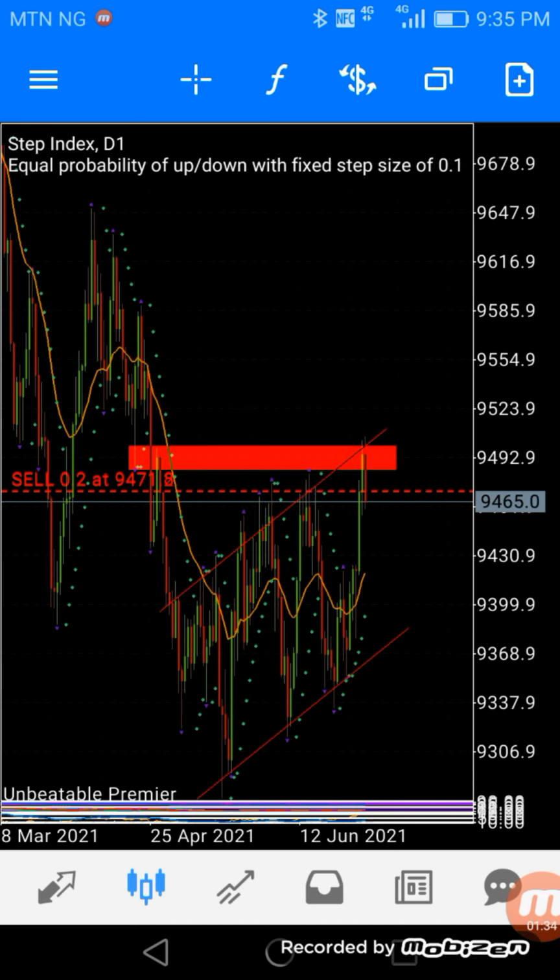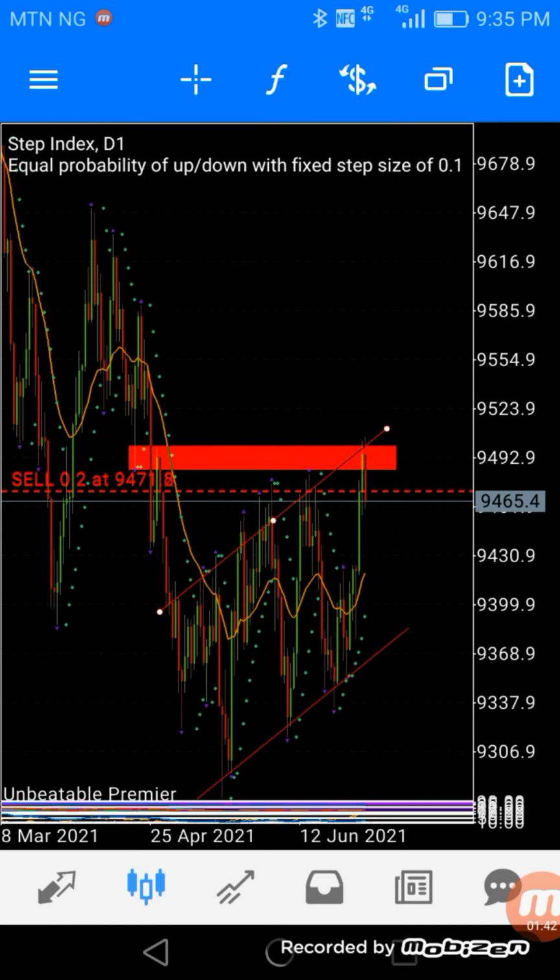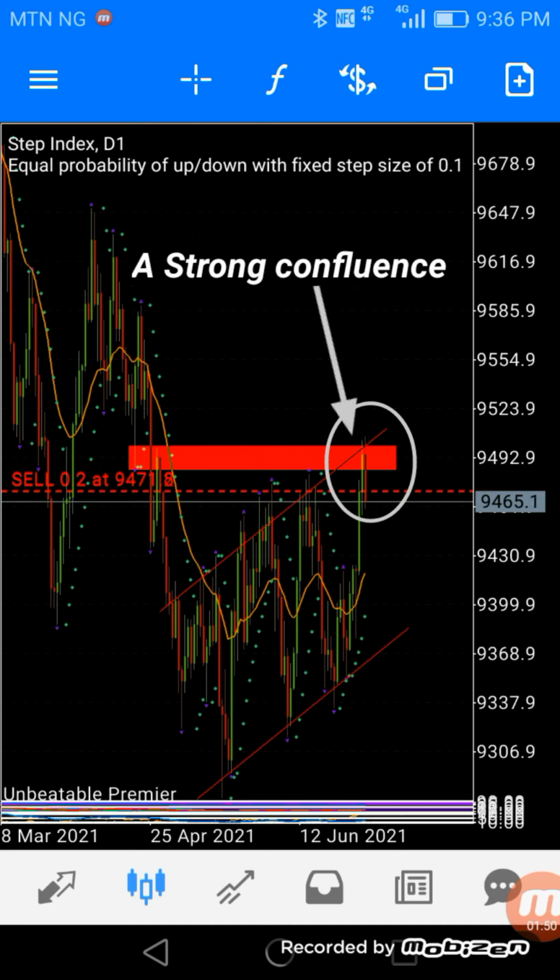So this place where there is a rejection here and there's a rejection here, and then the trend line is being respected here as well, this point has now become a confluence. That's what we call confluence. It has become a confluence for me. So these are the things I looked at, and I knew that the market will go down.